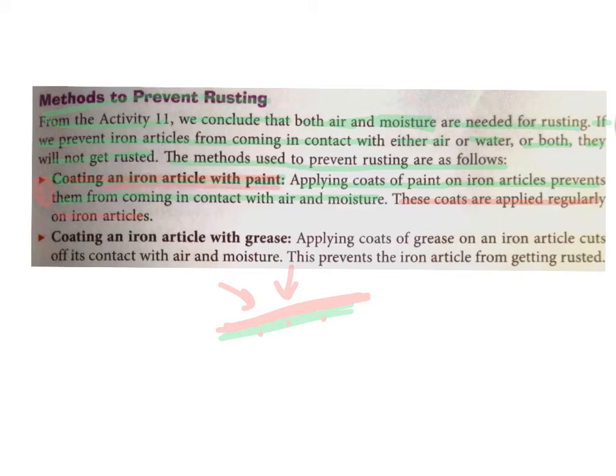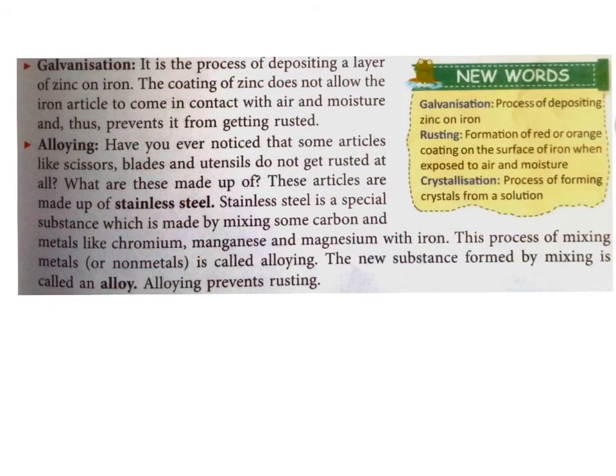Second method, coating an iron article with grease or oil. Applying coats of grease on an iron article cuts off its contact with air and moisture. Again, this coating of grease also prevents air and moisture from coming in contact with the iron article. This prevents the iron article from getting rusted. Let's look at the third method of preventing rusting.